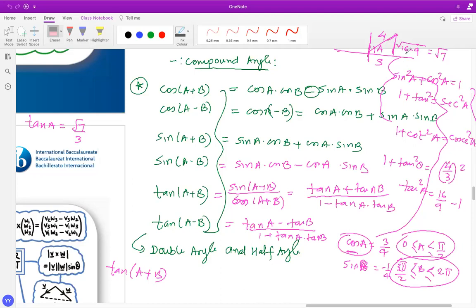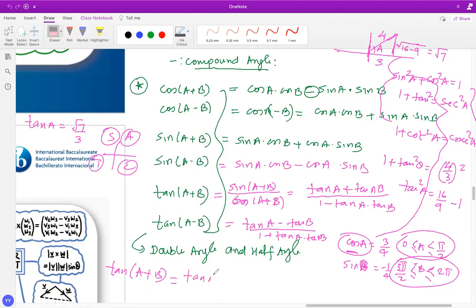Just be careful about which quadrant it is in. If this had been the second quadrant, you would have taken this as negative, because in the second quadrant, by the ASTC rule (all ratios positive, sine positive, tan positive, and cos positive), that's really important out here. So you're going to do this now.